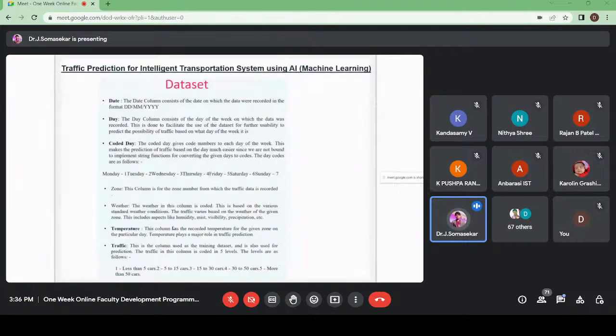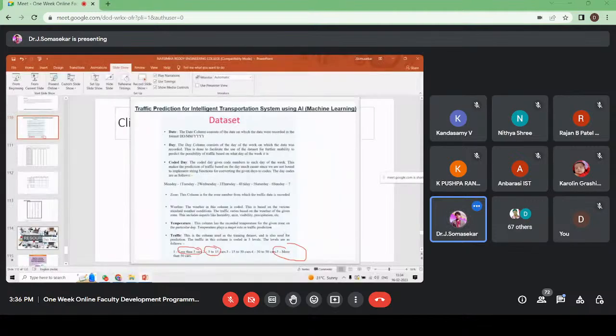You can see the description. Whenever the classification is 1 for traffic prediction, it means less than 5 cars. 2 means 5 to 15 cars. 5 is the highest value, more than that means heavy traffic. So for such types of applications we can go for a regression model. By using that, we can go for traffic prediction.